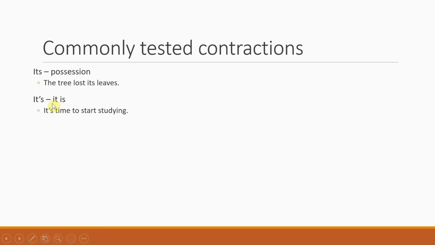Here's that contraction I was talking about. It is. So in this case, it's time to start studying. The apostrophe goes before the S to indicate I'm taking a letter out here. It is time to start studying.